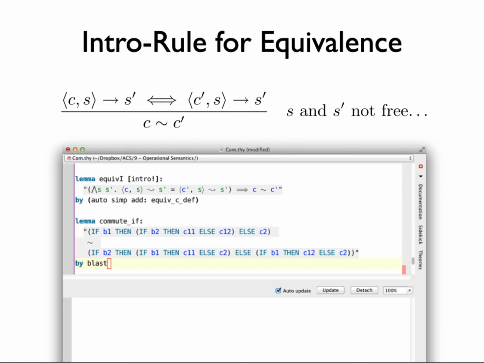But if you like the idea of pure natural deduction, and not unfolding things but having a kind of high-level proof calculus, it might be nice to define for yourself or introduce for yourself a rule like this. So this is saying, here is a principle of reasoning that says, if I want to show that C is equivalent to C prime, it suffices to show the thing above the line there, that is, C and S terminate with S prime, if and only if C prime and S terminate with S prime.